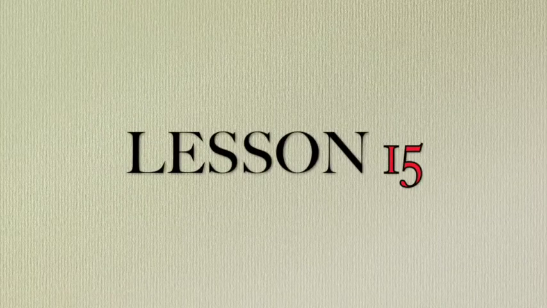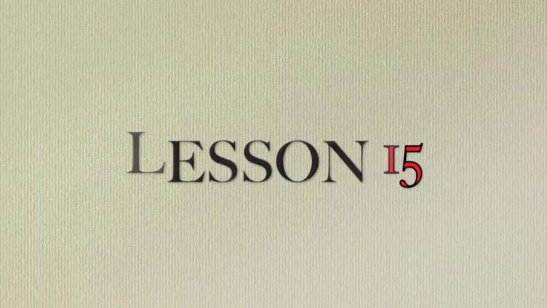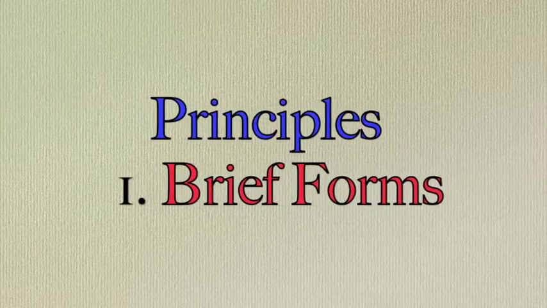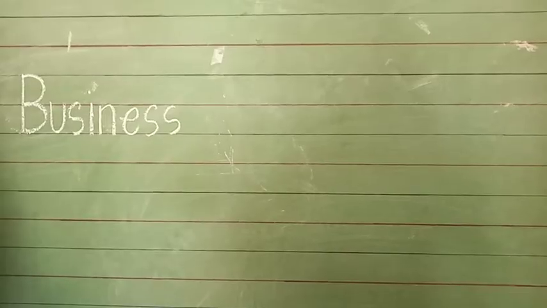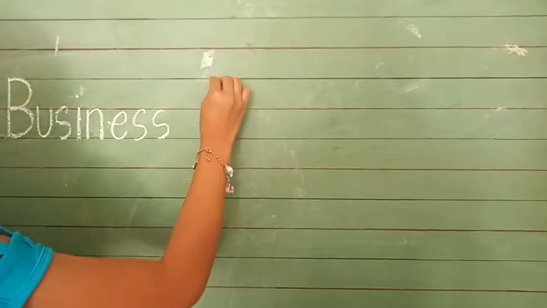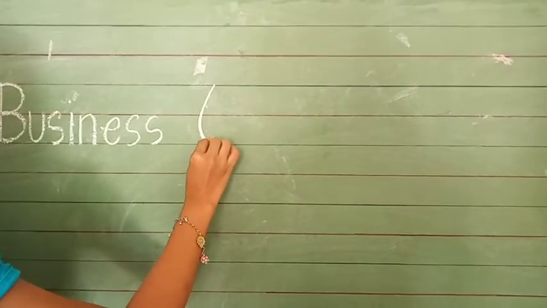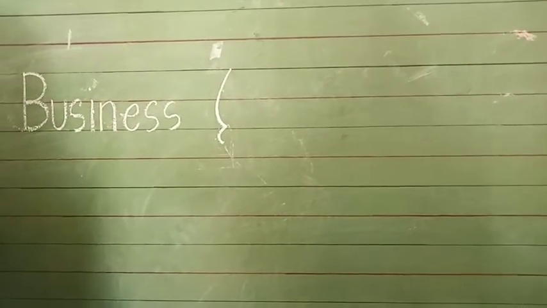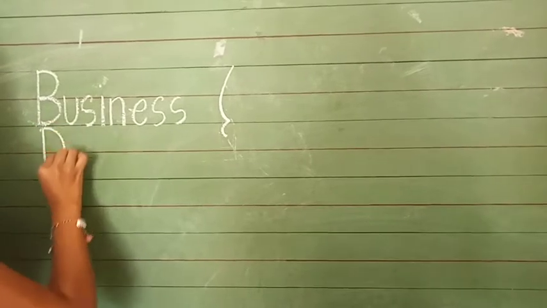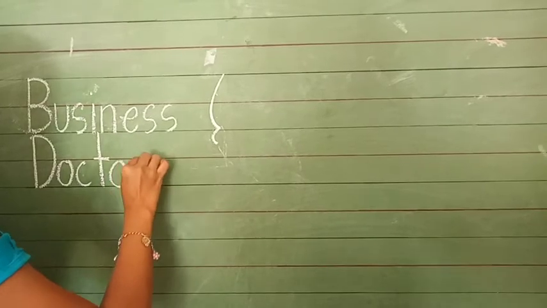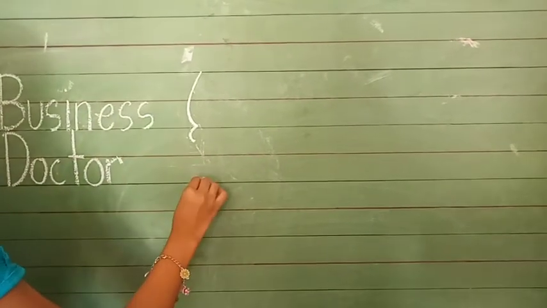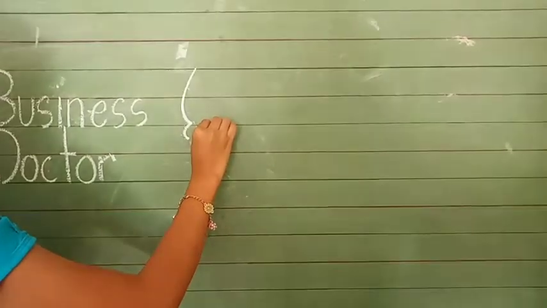Today, we will discuss Lesson 15. Under Lesson 15 is Principle Number 1, which is brief forms. Example, business is represented by V and left S stroke. Next, doctor is represented by D stroke and R stroke.